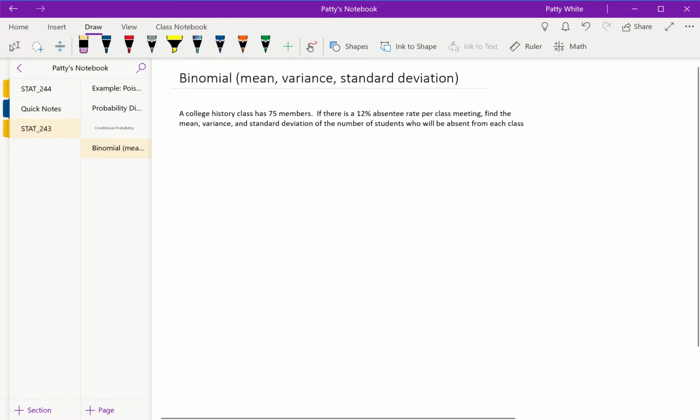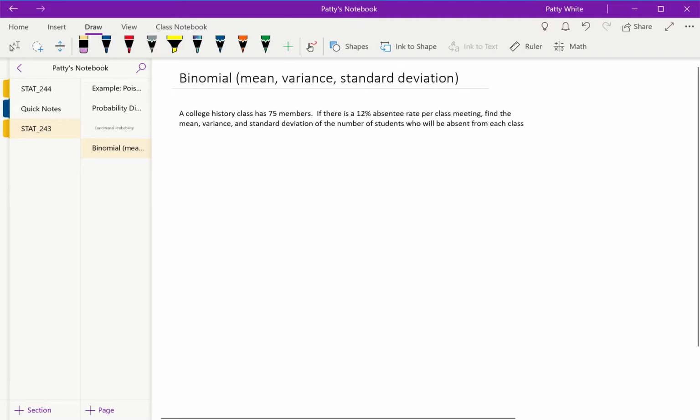Today we're going to look at an example where we're asked to find the mean, variance, and standard deviation, and we're not given a lot of information. This problem actually comes from the Chapter 5 review, and it is problem number 5. A college history class has 75 members. If there is a 12% absentee rate per class, find the mean, variance, and standard deviation of the number of students who will be absent.